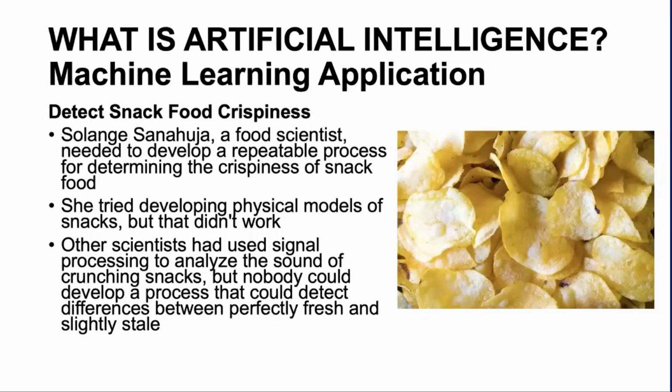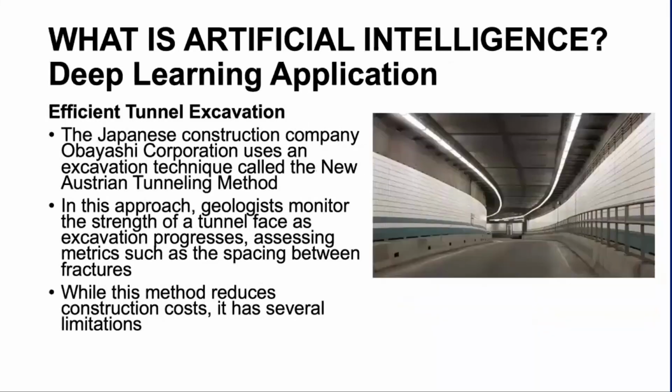Later on, I'll be discussing the whole workflow process of AI and machine learning. So again, this is one application where machine learning can be used to classify the crispiness of your snack food. Another one is efficient tunnel excavation. This one is a Japanese company, the Obayashi Corporation, which uses an excavation technique called the New Austrian Tunneling Method.